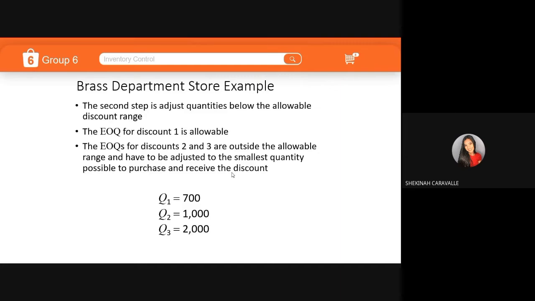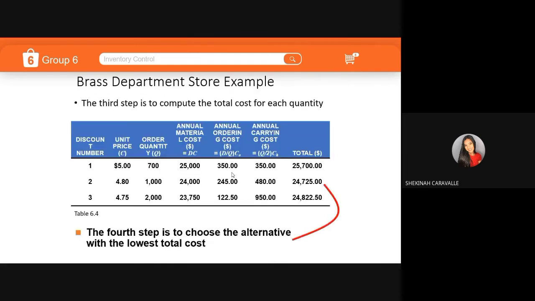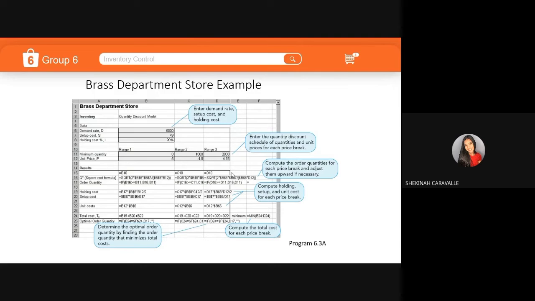The second step is to adjust quantities below the allowable discount range. The EOQ for discount 1 is allowable, and the EOQs for discounts 2 and 3 are outside the allowable range and have to be adjusted to the smallest quantity possible to purchase and receive the discount. The third step is to compute the total cost for each quantity. And the fourth step is to choose the alternative with the lowest total cost. Here is an Excel example from the Brass Department Store example.